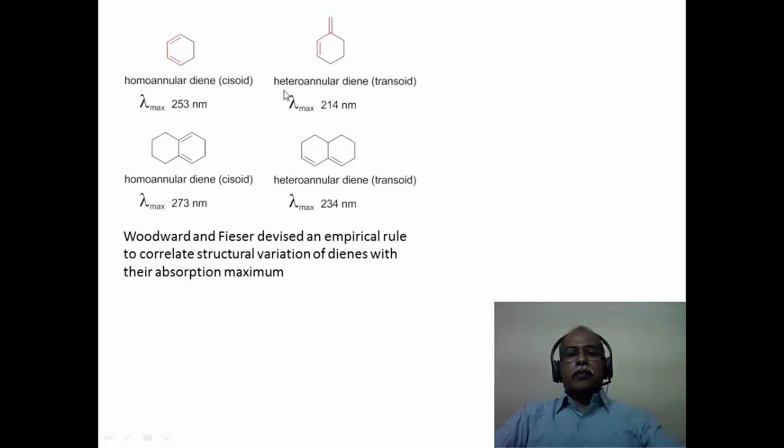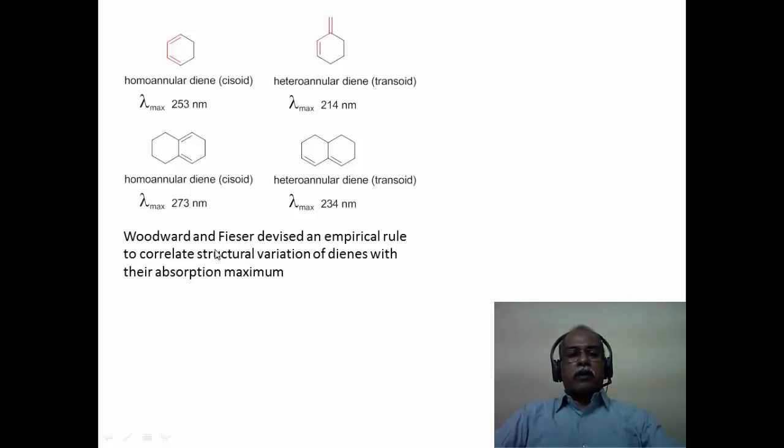Now, if we consider this particular diene, one of the double bonds of the diene is part of the cyclic system. The other double bond is essentially an exocyclic double bond, and the two double bonds are transoid with respect to each other. With respect to this single bond, this is transoid in geometry. So one would call this a homoannular diene, and this is a heteroannular diene, because this double bond is not part of this ring. It is only an exocyclic part of that particular ring.